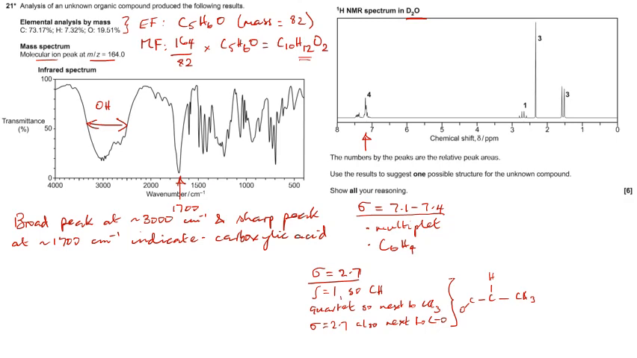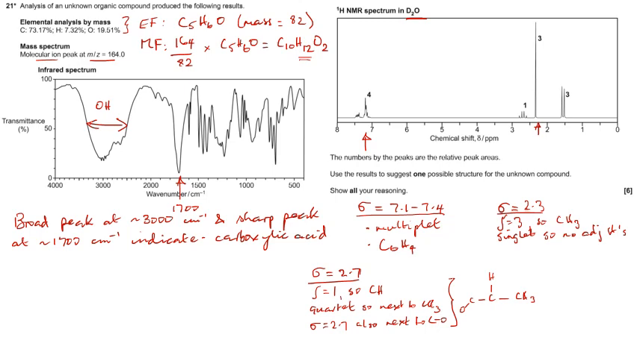And let's move on to the next peak. On your exam paper you've got more space, so I'm getting a bit squashed here. So let's work up here. Next one is a shift of 2.3. So we're going to read this peak now. It has an integral of 3, so it's a CH3. And it's a singlet, so no adjacent hydrogens.